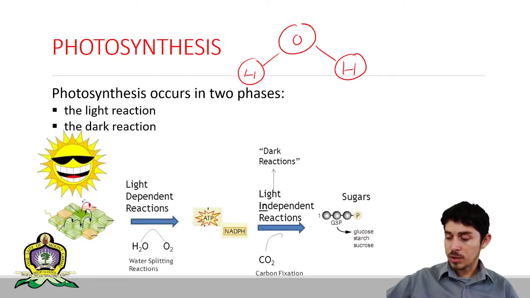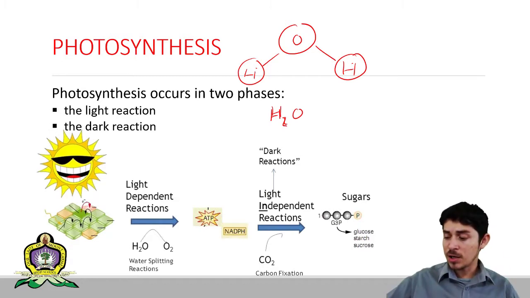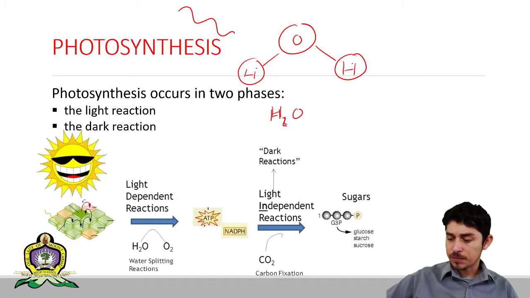This is what you know as H2O. Why does water look like H2? That's because there are two hydrogens. So H2 means two hydrogen, and one oxygen in the middle. Now, in the light reaction, this is what happens. The sunlight, the waves from the sun, come and break the bonds between the hydrogen and the oxygen.